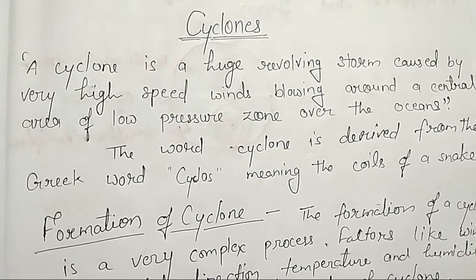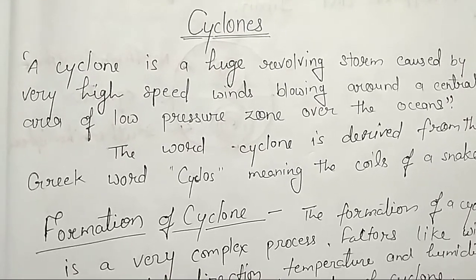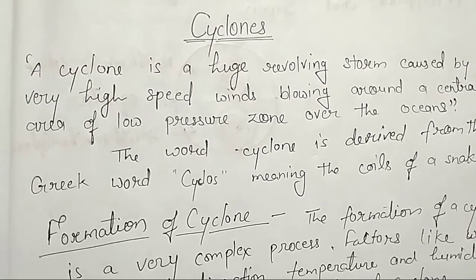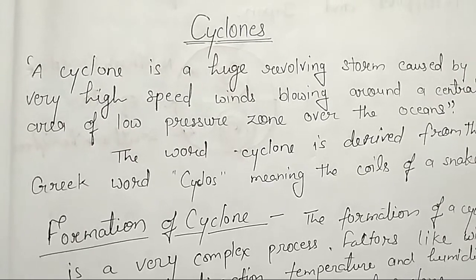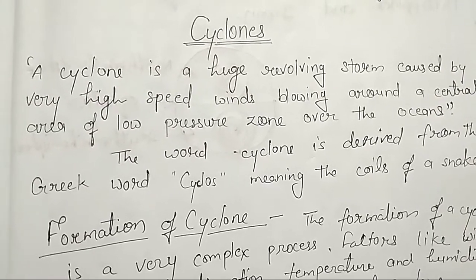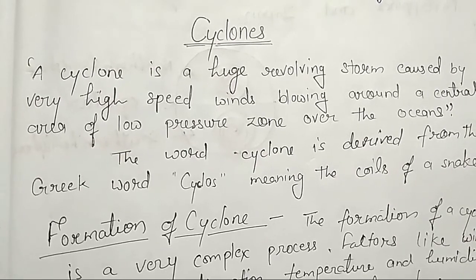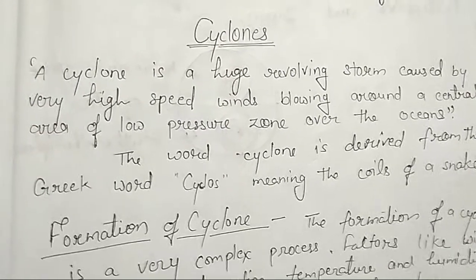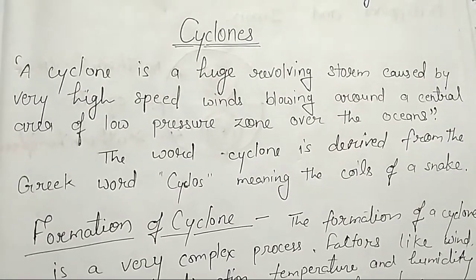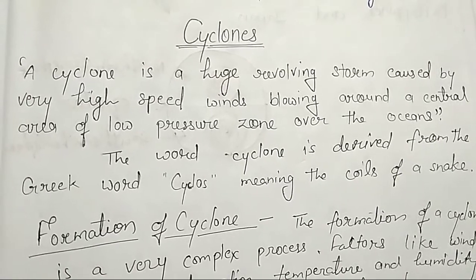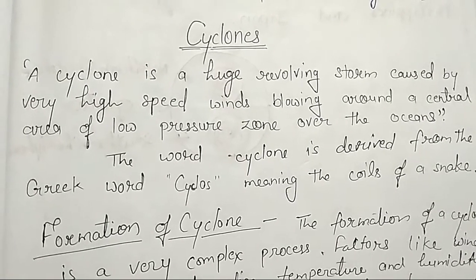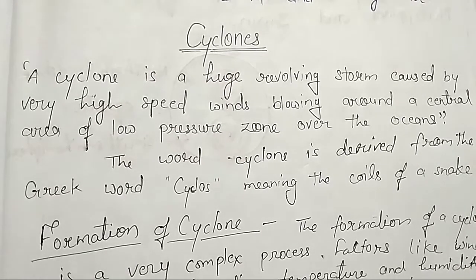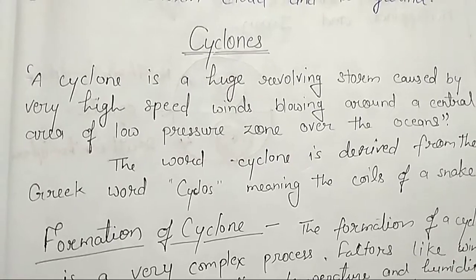This is the sixth part of the chapter Winds, Storms and Cyclone, and this part is based on cyclones. So in this video we will learn what is cyclone and factors that are related to the cyclone and how cyclone forms. So first topic is what is cyclone. A cyclone is a huge revolving storm caused by very high spin winds blowing around a central area of low pressure zone over the ocean.